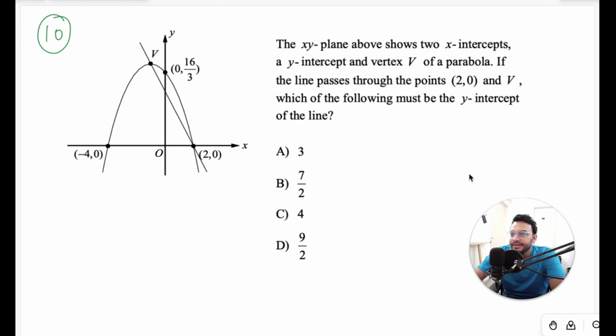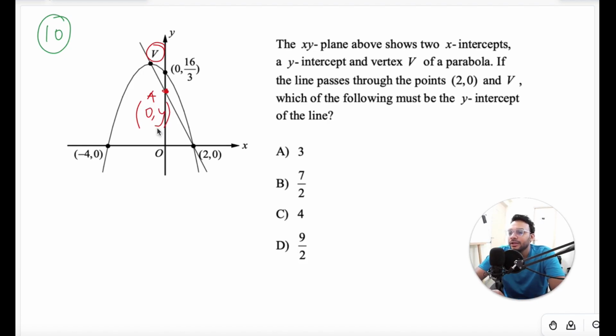Question number 10. The xy plane above shows two x-intercepts, a y-intercept, and vertex v of a parabola. If the line passes through the points 2, 0 and v, which of the following must be the y-intercept of the line? Okay, so first of all, we need to figure out the quadratic function. From there, we'll figure out the coordinates of v. Once we figure out the coordinates of point v, we'll figure out the equation of the line. From there, we'll figure out the y-intercept of the line. Let's call this point A, and basically the y-coordinate of point A will be our answer.